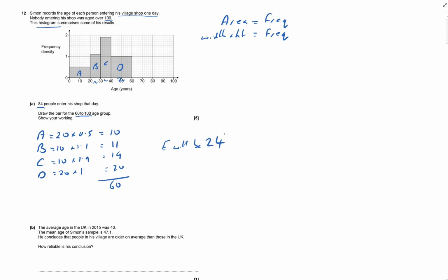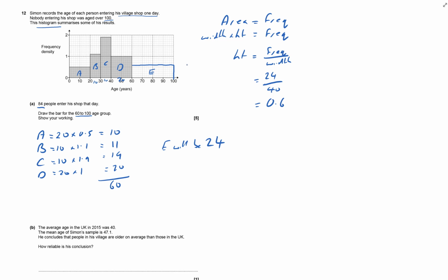So I need to do 24. I now need to find the height. If I want to find the height, take it from this one here: the height equals the frequency divided by the width. Here we've got the frequency we just worked out as 24, and divide by the width, that's 40. So 24 divided by 40 is 0.6. So it's going to be 0.6, which is there, and so that's where it will be. That will be our E. You don't have to label it, but it makes it easier to see what you're doing.